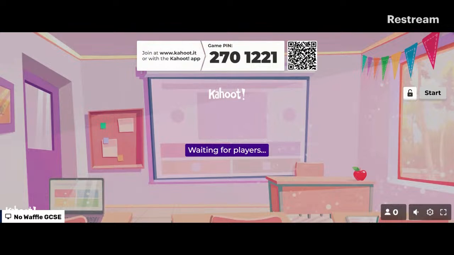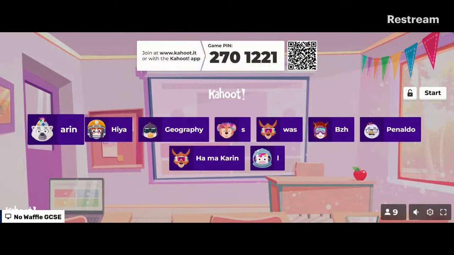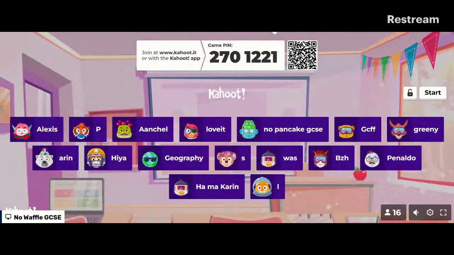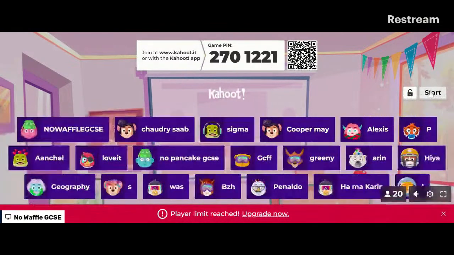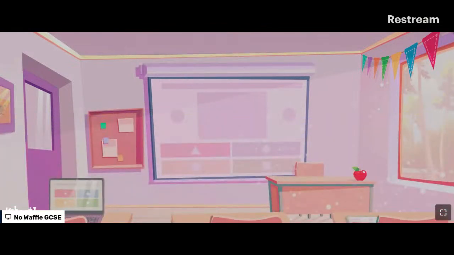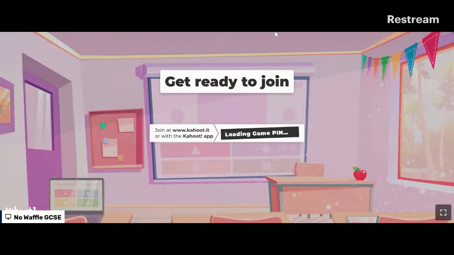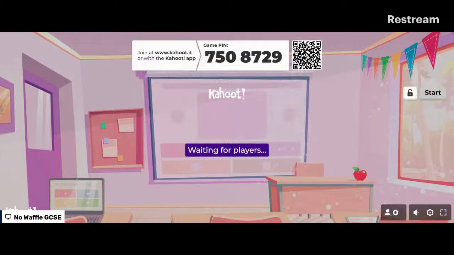It's really annoying how they only allow 20 people in. That's just ridiculous. Unless I upgrade, which I have not the money to do. Okay, player limit reached. Join this Kahoot if you haven't been able to join the other ones.